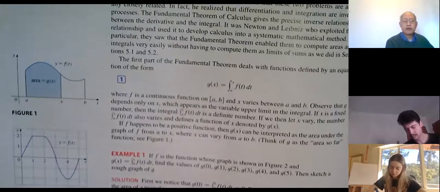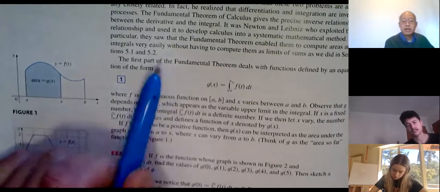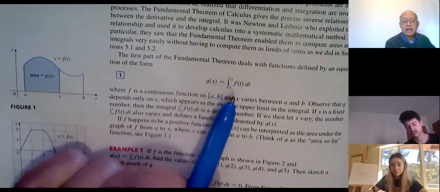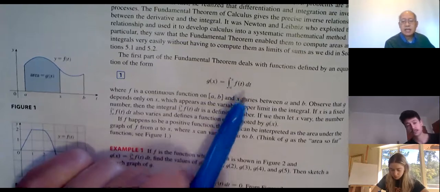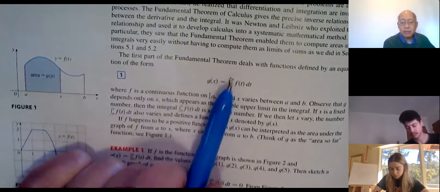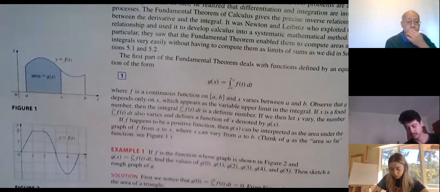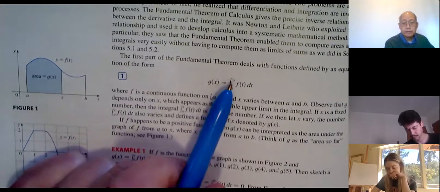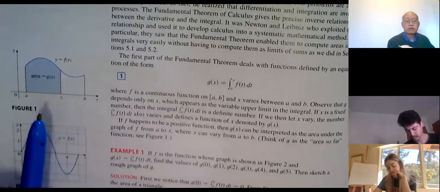Here's a new weird function. It's kind of like an area function. G of x is the integral from a to x of f of t dt. Okay, x is a variable, a is a constant. Okay, so a might be 5, -21, pi, whatever. X moves. Okay, so here's the picture.